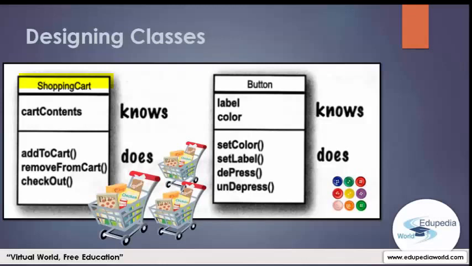When we consider the things that shopping carts do, all of the shopping cart objects should be able to add content to the cart, remove content from the cart, and also check out content at the cashier. So with these things, we can get an idea about the behavior of the shopping cart.